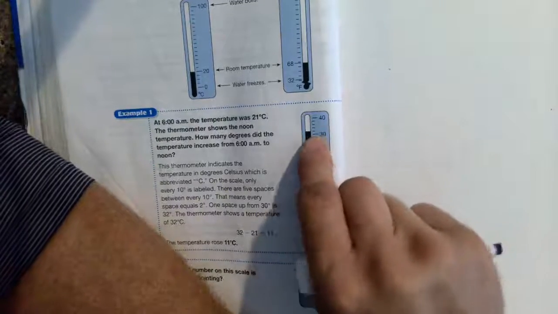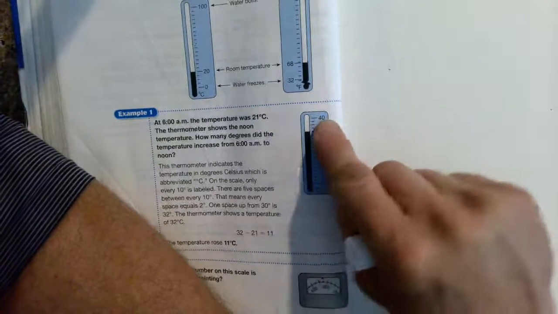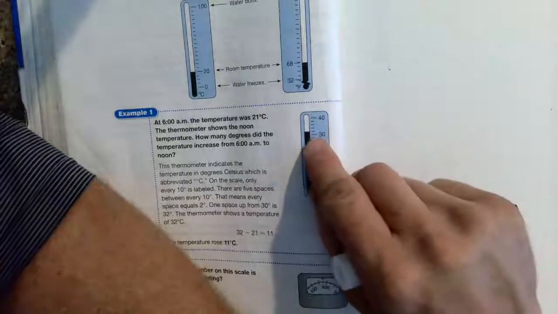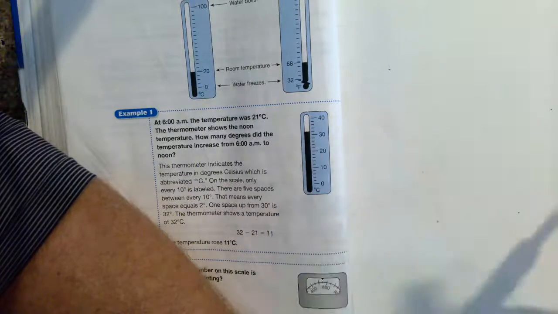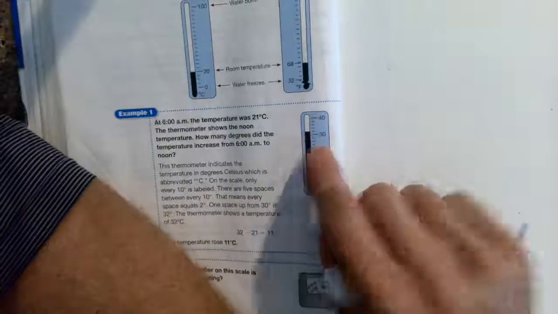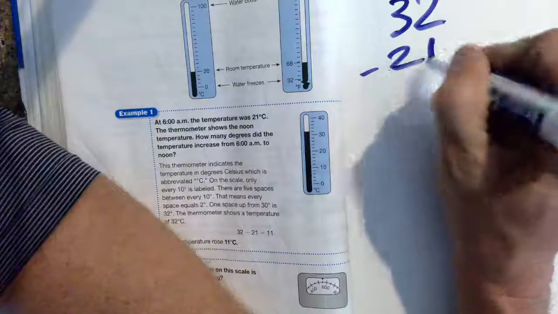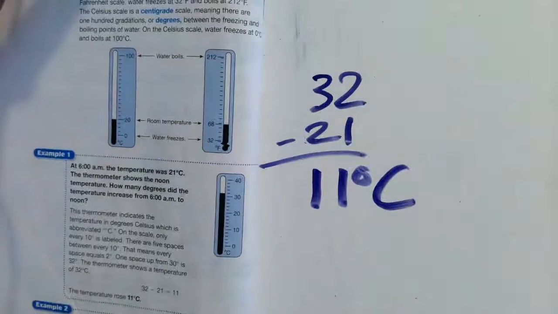So let's try 2. 30, 32, 34, 36, 38, 40. If that was correct, then it should hit 40 right there. So it goes up by 2. Let's try 5. 30, 35, 40, 45, 50, 55. Well, it's definitely not 5. So it went up by 2. So let's start at 30, 30, 32. So it started at 21, and now it's 32 degrees. So we would subtract the bigger number minus the smaller number to get an 11 degrees change. And that's 11 degrees Celsius.